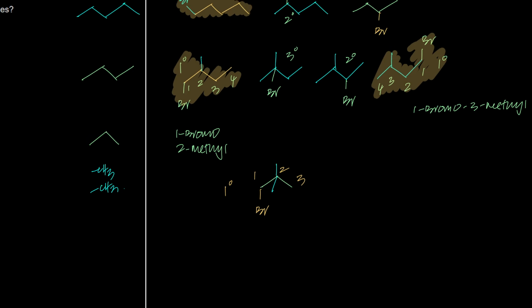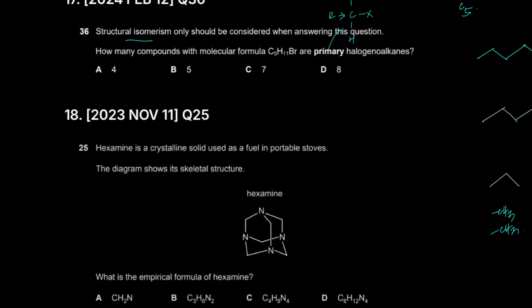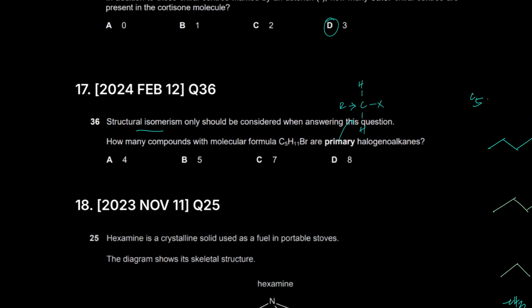So how many primary haloalkanes do I have? 1, 2, 3, 4. 4. And so A is the correct option.